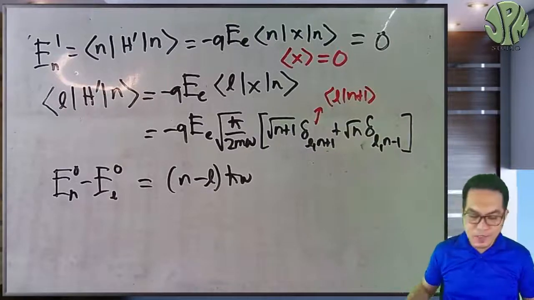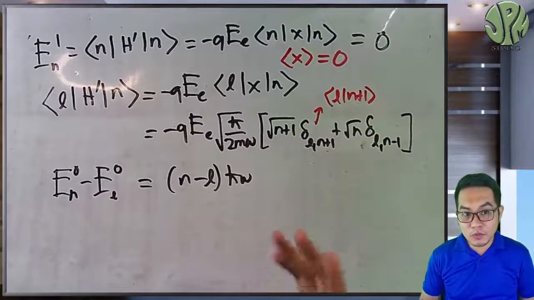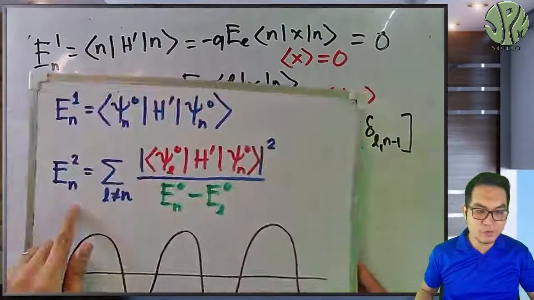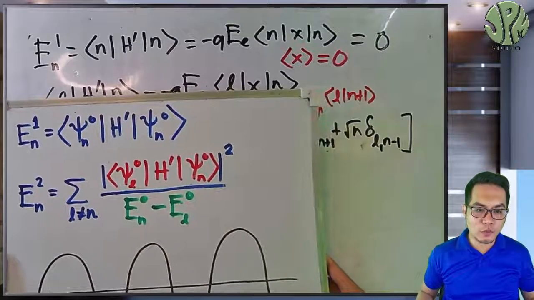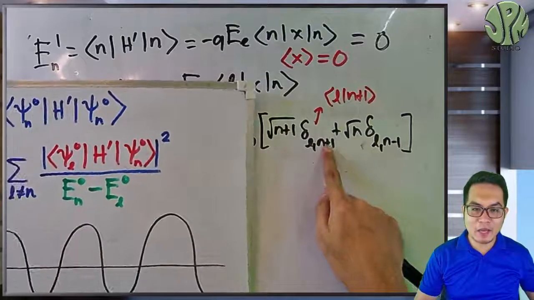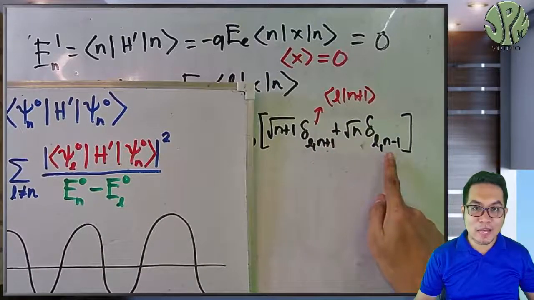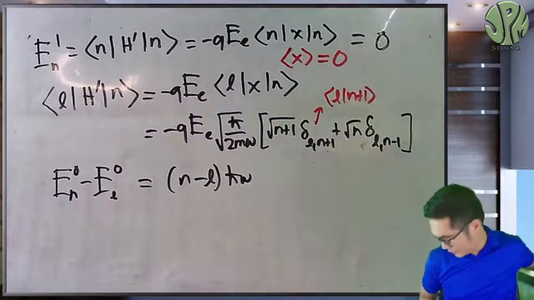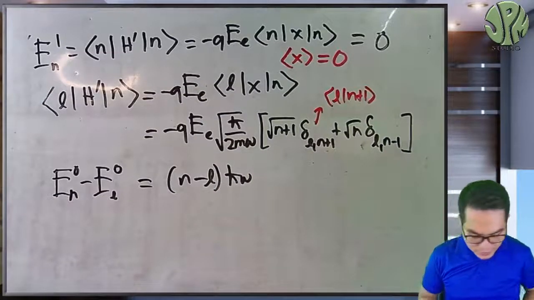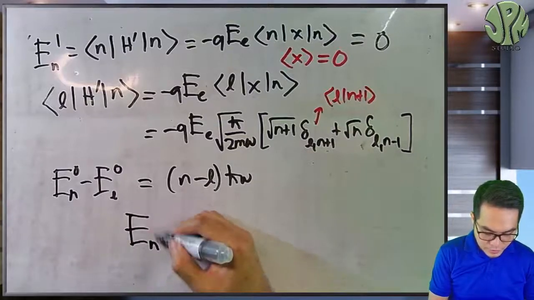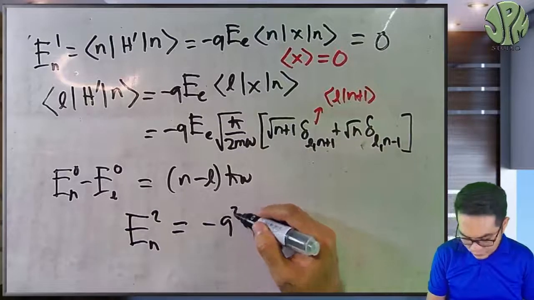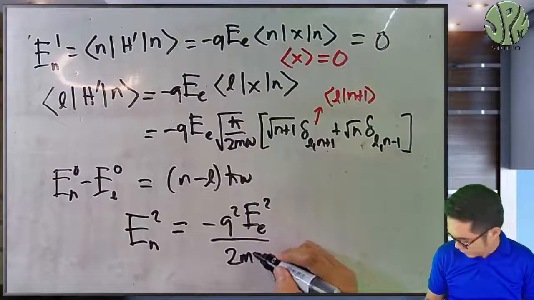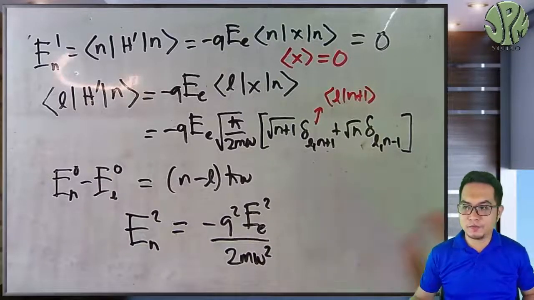Similar to the previous case, there are only 2 terms in the summation. In this summation for En2, only 2 terms will survive: L equal to n plus 1 and L equal to n minus 1, because of these Kronecker delta functions. And you will get En2 equal to negative q squared electric field magnitude squared over 2m omega squared. So that one.